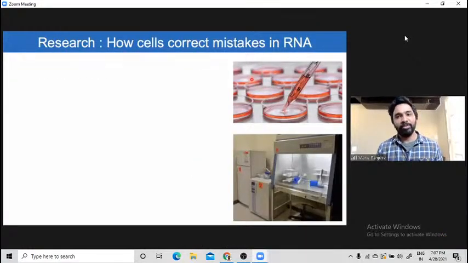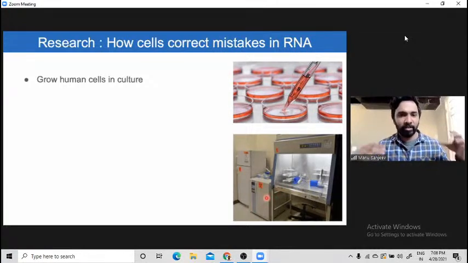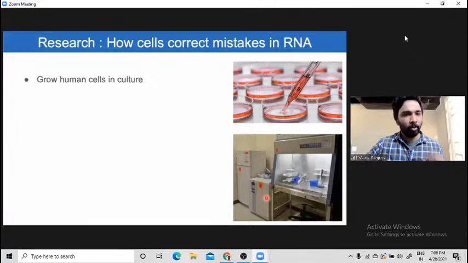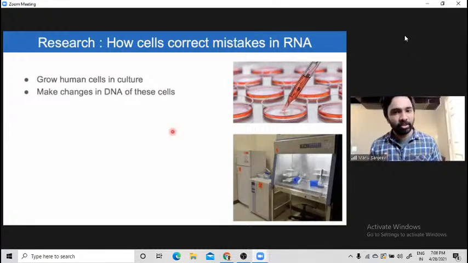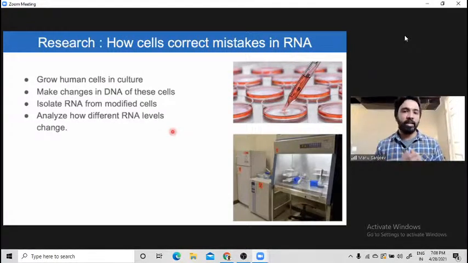So how do we do this in the lab? What we actually do is grow human cells in culture. This is what I've shown here on the top right. Human cells are grown in petri dishes in very sterile and protected conditions inside the lab. This is a fume hood where we do this. And these cells are grown in incubators shown here, with specific carbon dioxide and oxygen levels and temperatures maintained. What I do is make changes in the DNA of these cells to figure out how the RNA of those cells changes. So I make changes in the DNA of these cells and then isolate RNA from these modified cells and try to analyze how different RNA levels change. And that is how I understand how proteins in the nonsense-mediated decay pathway work.